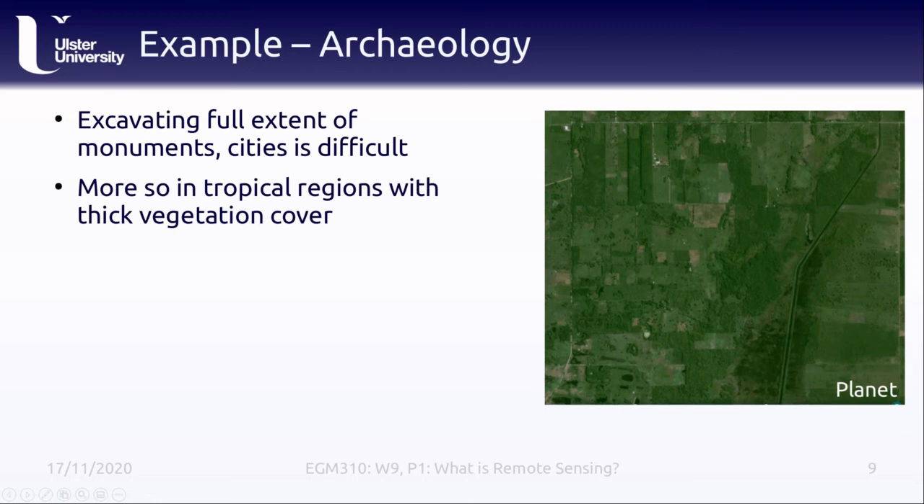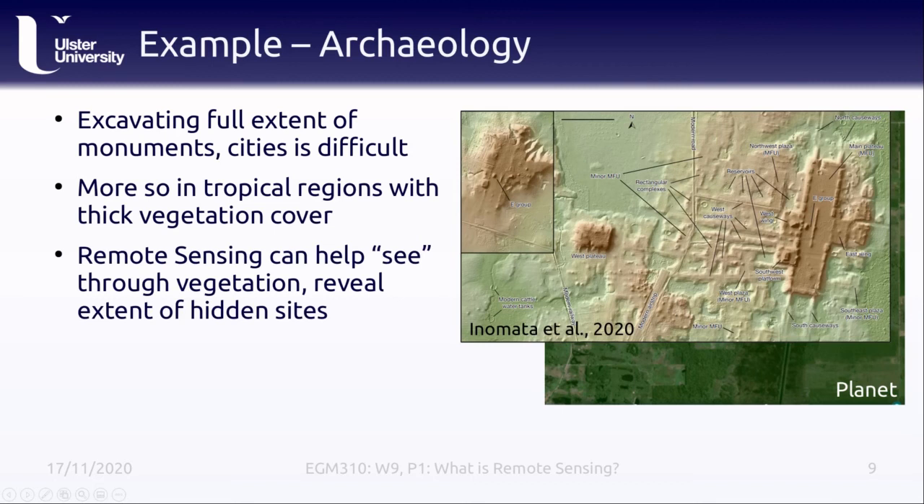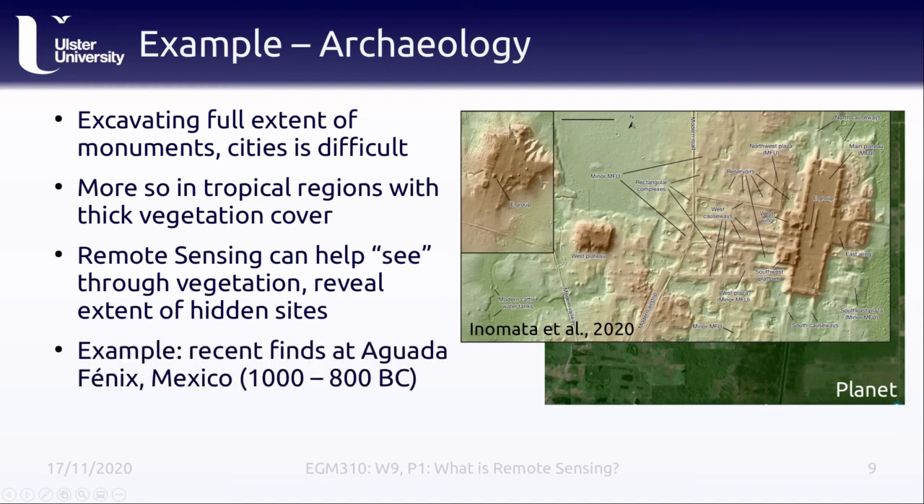Using a technique called LiDAR, more on that later, scientists have recently discovered the ruins of a number of large monuments and cities in the rainforests of Central America. This example here, a site called Aguada Phoenix in southern Mexico, was built between 1000 and 800 BC and abandoned around 750 BC. The main plateau here is about 1400 meters long and about 10 to 15 meters high.